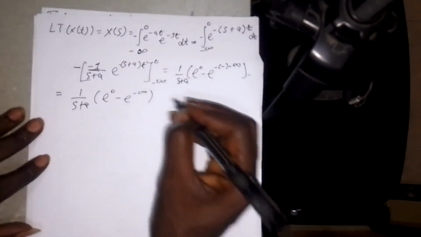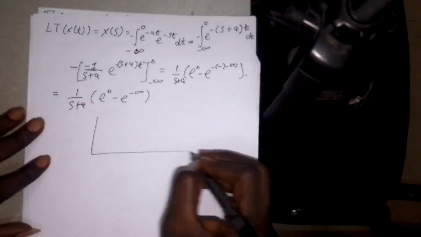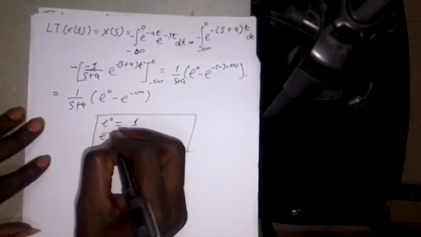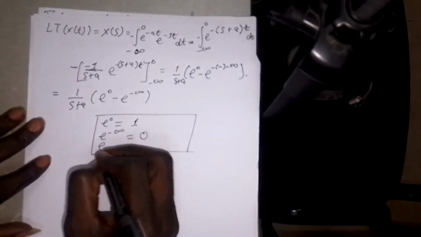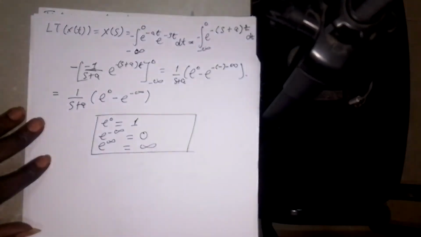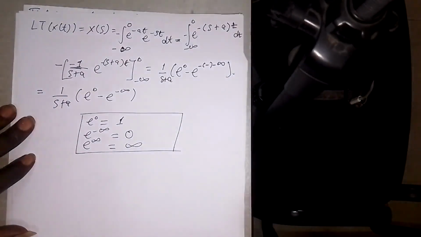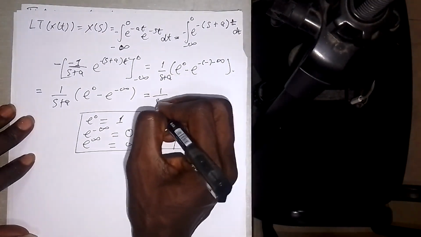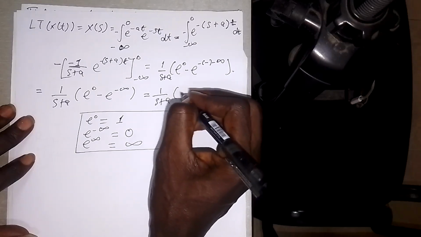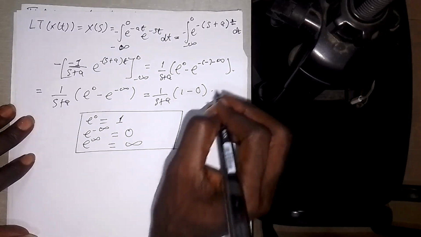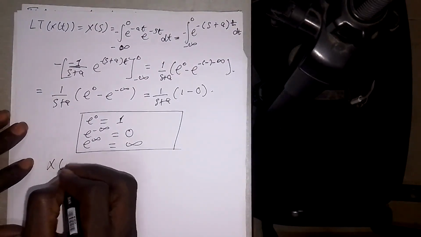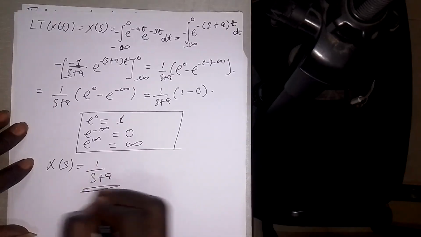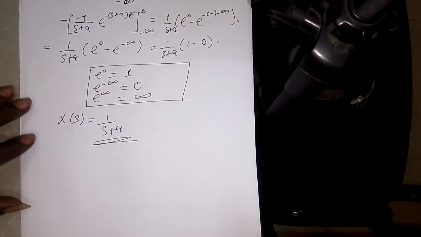Now please remember that e exponent 0 is 1, e exponent minus infinity is 0, and e exponent infinity is infinity. Remember this. Now when we have this, we're going to get 1 over s plus a, into 1, minus 0. So I'm going to have X of s equals 1 over s plus a. So this will be the Fourier transform.